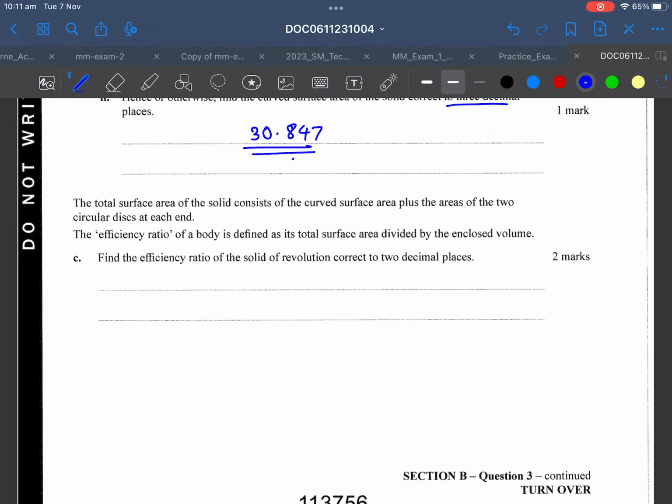The efficiency ratio of a body is defined as its total surface area divided by the enclosed volume. Right. Okay, so our graph looks like this. So we are talking about these two circular discs that are formed over here. We have to include the area of these two circles as well. So we have to first find the radius for both of the circles.